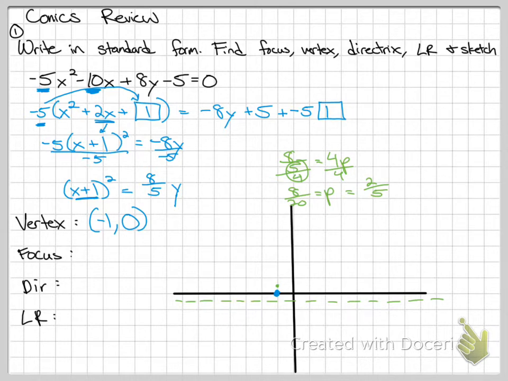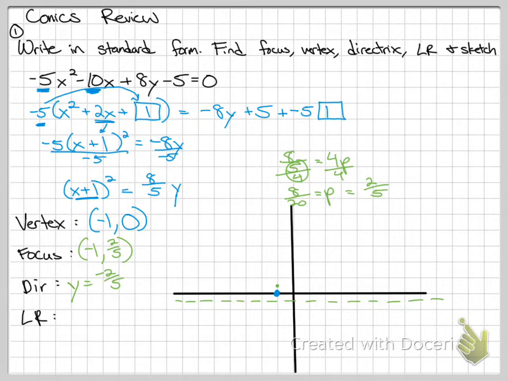So we need to be able to get those answers in our answer blanks. Luckily, the negative 1 isn't changing, right? My focus is still at negative 1, and 2/5 above 0 happens to be 2/5. My directrix is a horizontal line, so that's y equals 2/5 below 0, which happens to be negative 2/5.